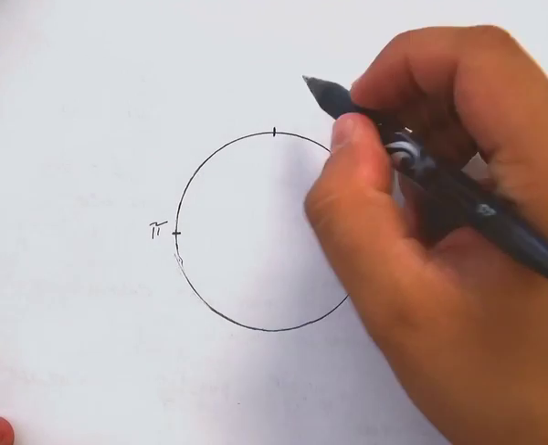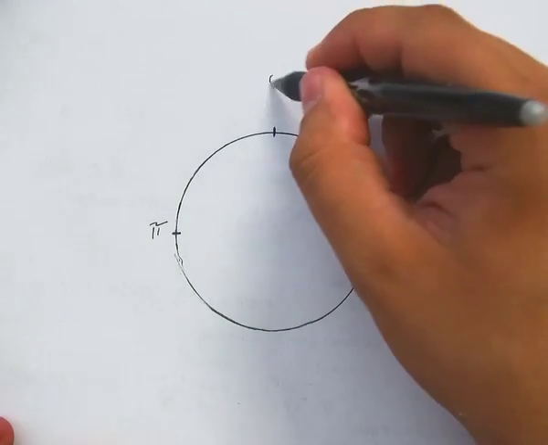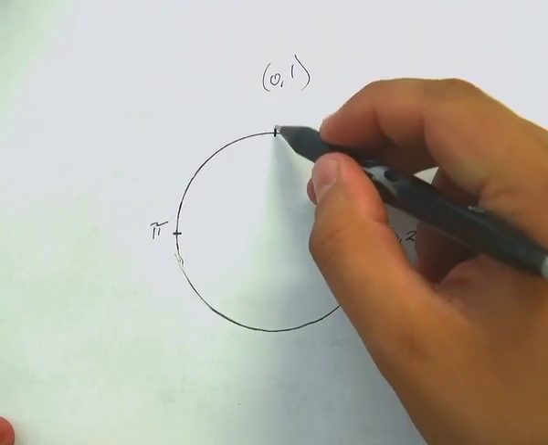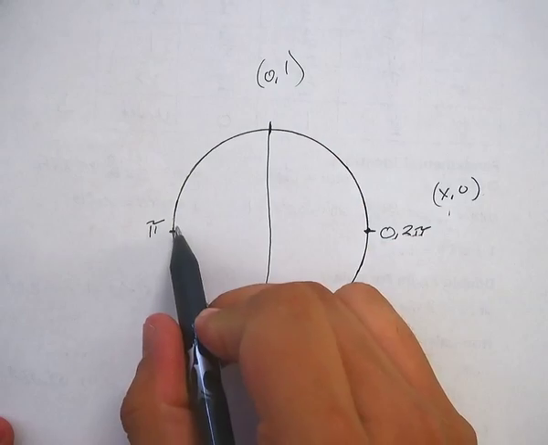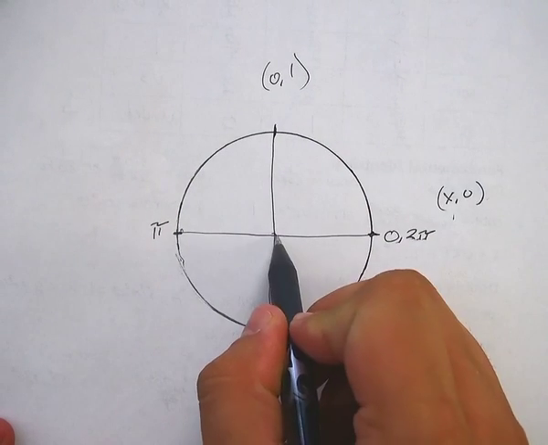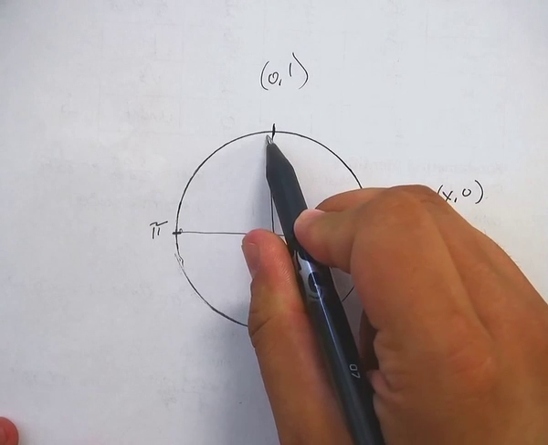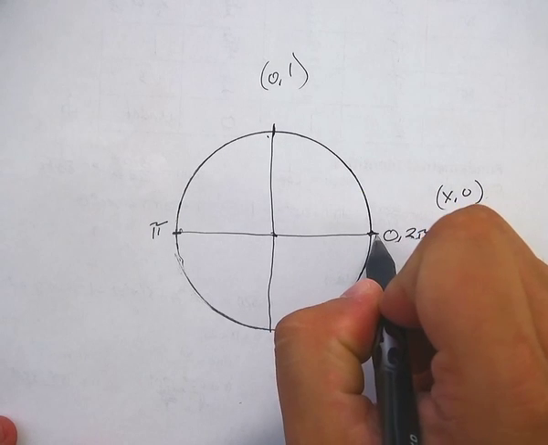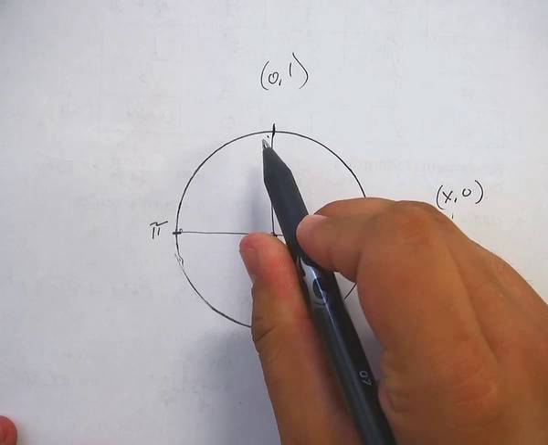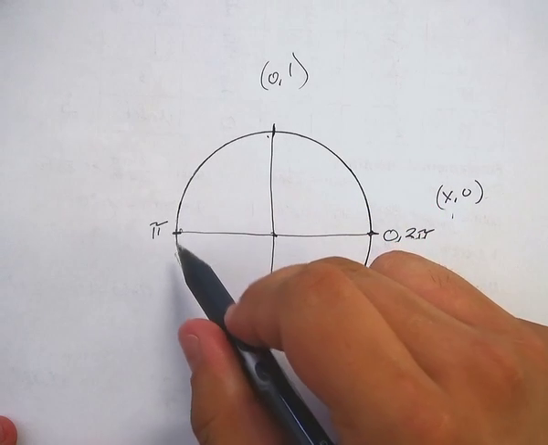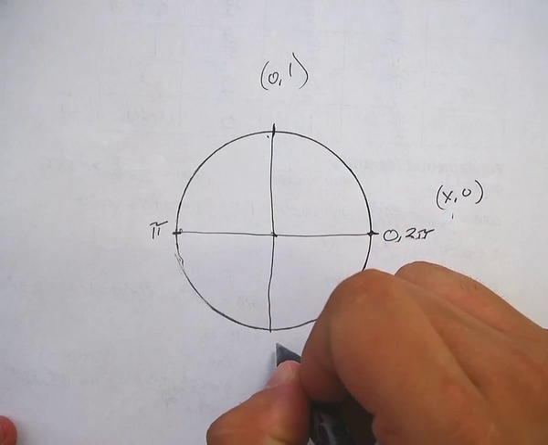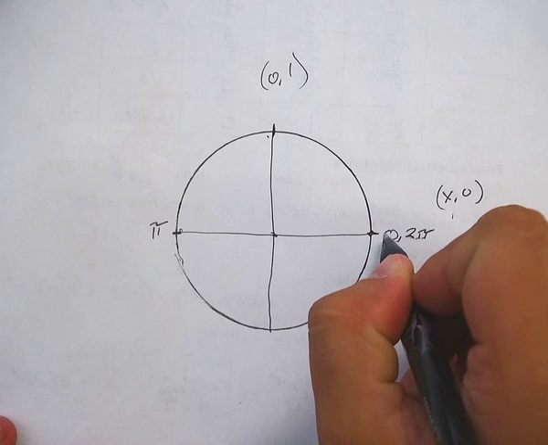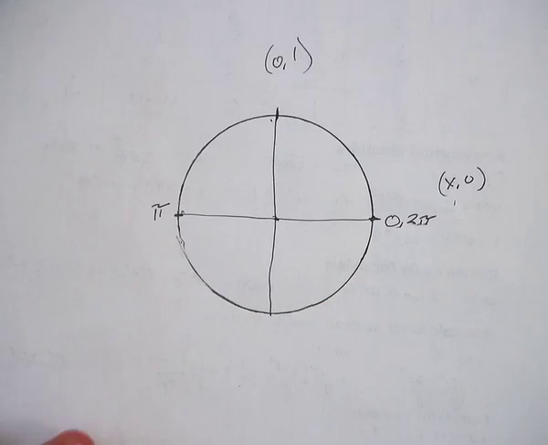Up here, your point is 0, comma 1. If you remember that this is actually going through the origin here. So this is actually 0, comma 1. So the sine value goes from 0 to 1, back to 0, to negative 1, back to 0. So if we were to graph that, what would it actually look like?